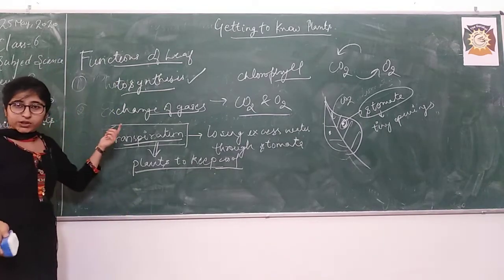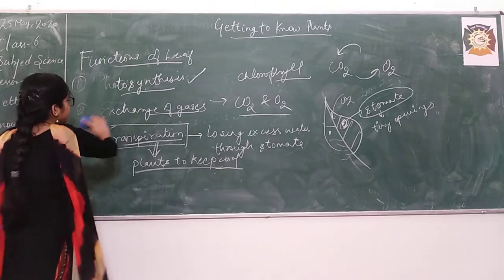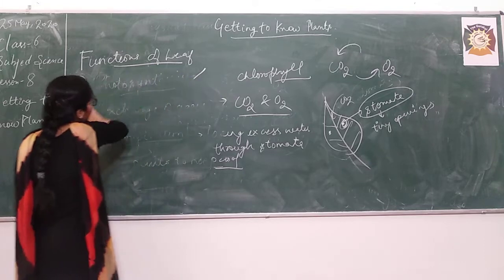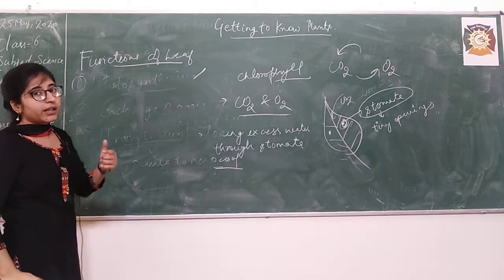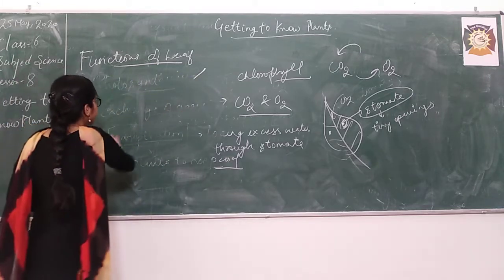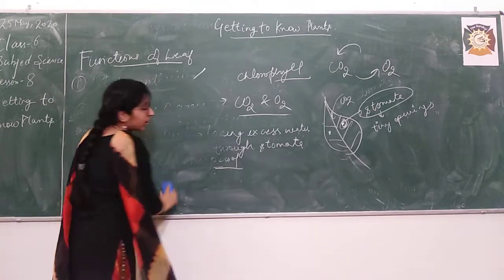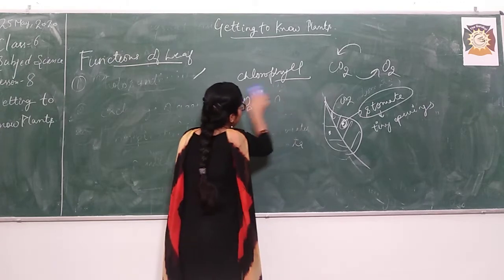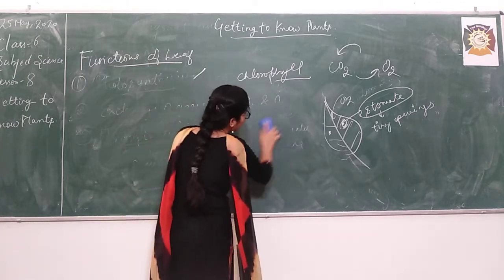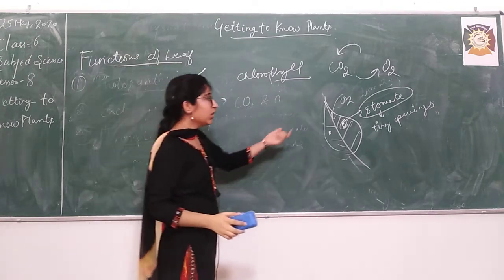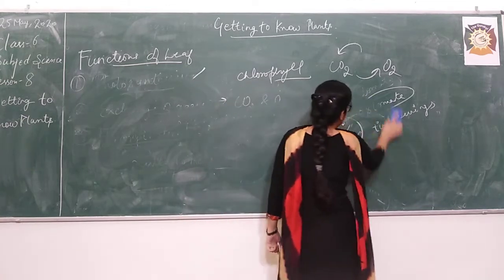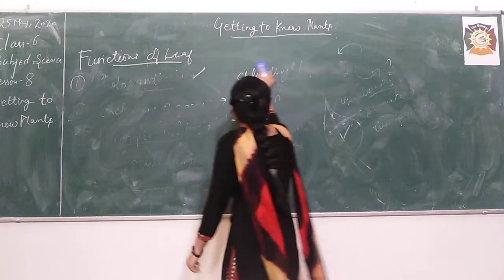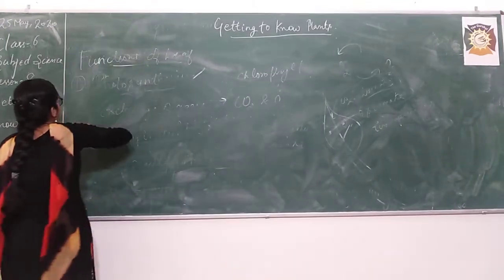Number one is photosynthesis, right? Next is exchange of gases. What are those gases that exchange? Oxygen and carbon dioxide, and it is exchanged through stomata. After that, the third one is transpiration. What is transpiration? Transpiration is loss of water through the stomata, which keeps the plant cool, right? So these are the three functions that we studied.